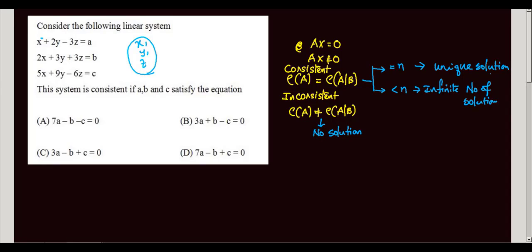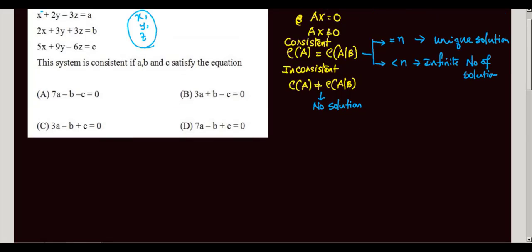So these are the conditions for consistency: the rank of matrix A equals the rank of the augmented matrix, which equals the number of variables. How many variables? Three. If these three are equal, you have a unique solution. If the rank of the matrix and the augmented matrix are equal but less than the number of unknowns, then there are infinitely many solutions.